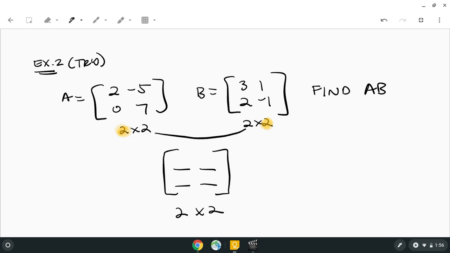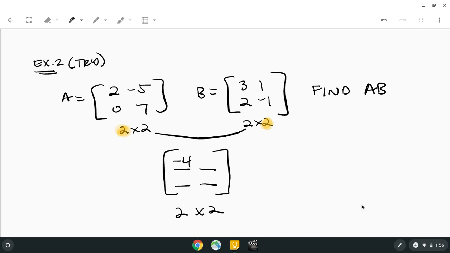Okay, so I'm going to take this first row and this first column to find this element here, which is in the first row, first column. Okay, so to find this, I need to do first row, first column. Okay, so 2 times 3 is 6. Negative 5 times 2 is negative 10. 6 and negative 10 is negative 4.